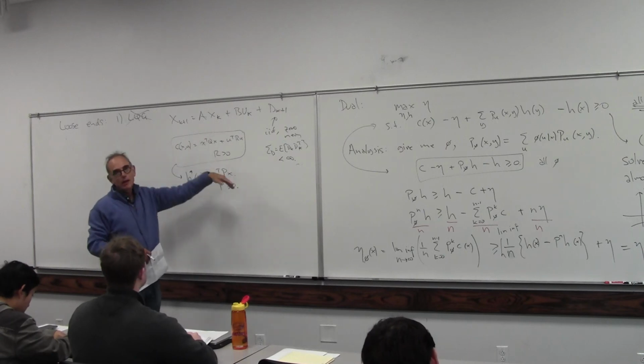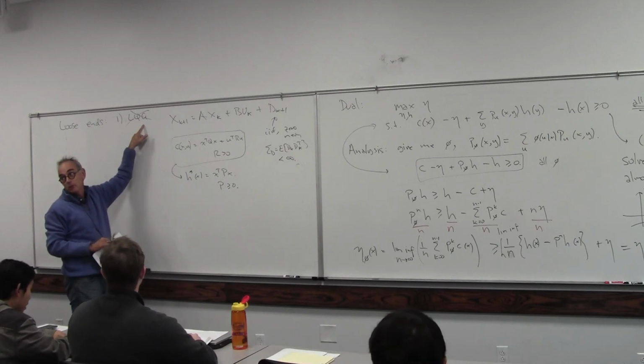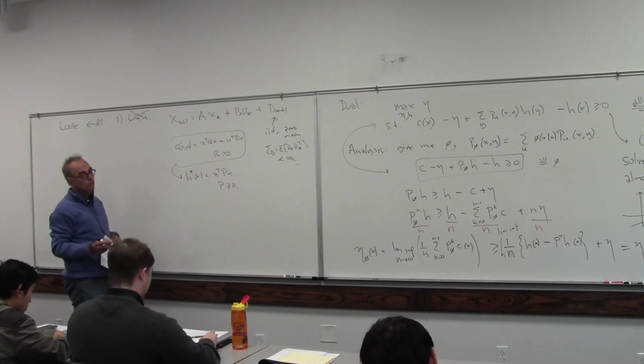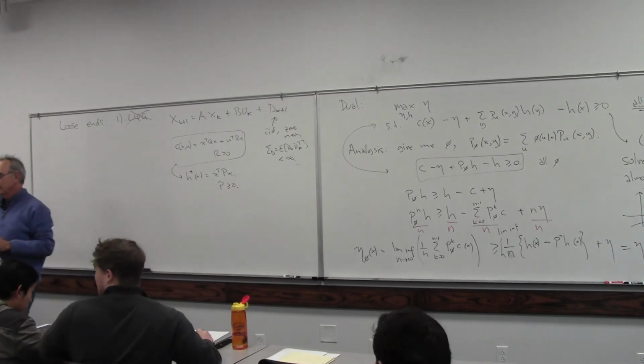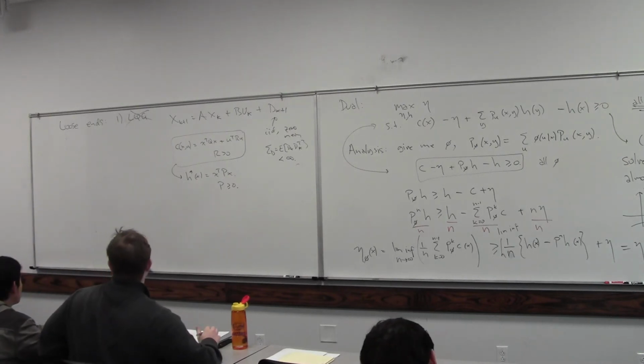So saying LQG is really misleading because you don't need Gaussian, you don't need anything. You just need IID with a finite second moment. The distribution doesn't matter. Yep. You're looking at the total cost? Oh, this is average cost. This was all average cost.